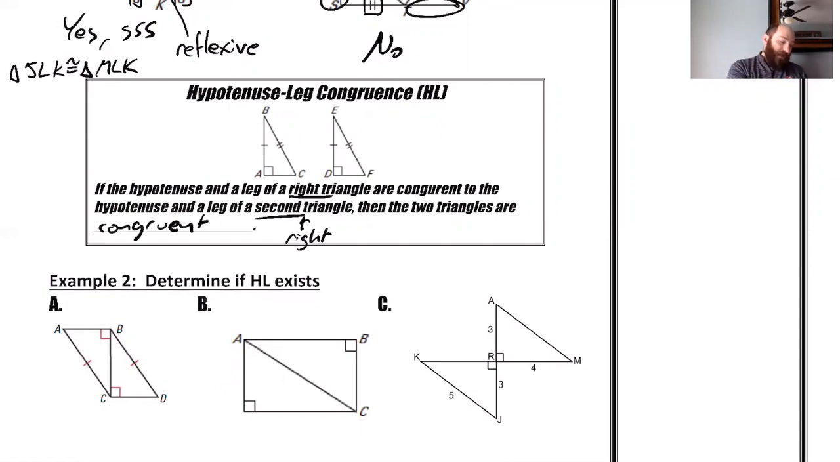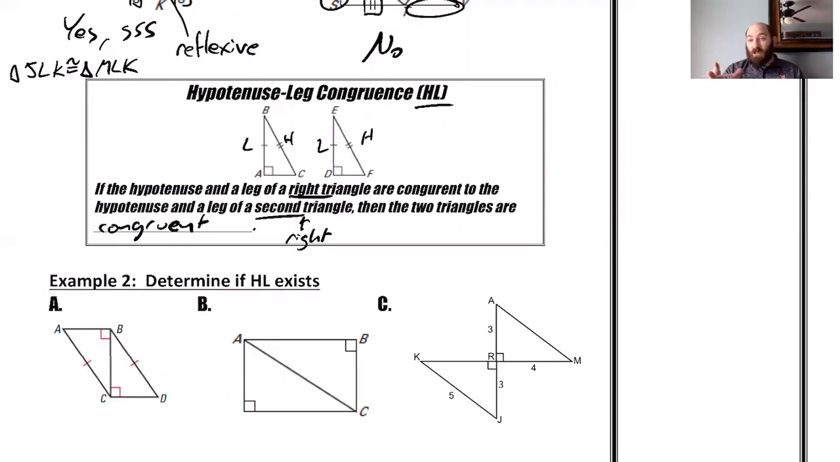Okay, and this is labeled as hypotenuse leg, HL. So the key part about this one is it has to be two right triangles, and it has to have a leg right here. Here's one. Here's my legs in the scenario. So here's my two legs, and then here's the hypotenuses.